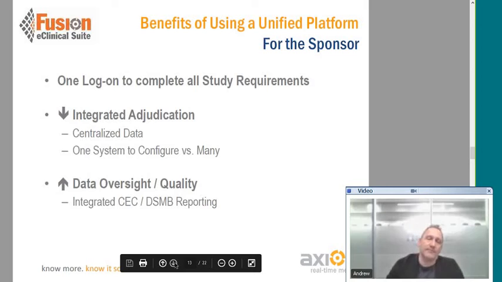And then managing, again, in data oversight, the CC and DSMB reporting, which often means you're taking data from 30 days ago and grabbing it. In a unified platform, you can take all of that data and manage it directly and do it almost in real time.